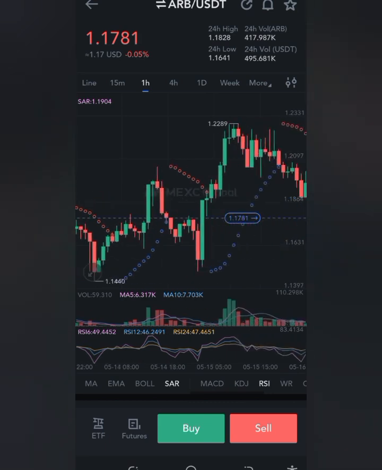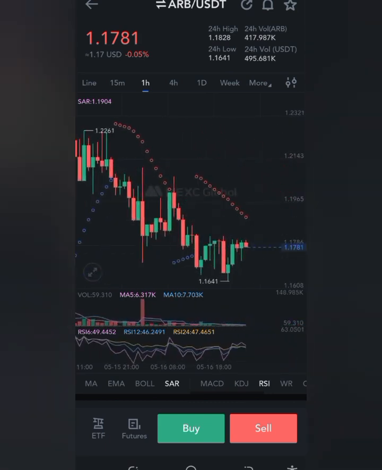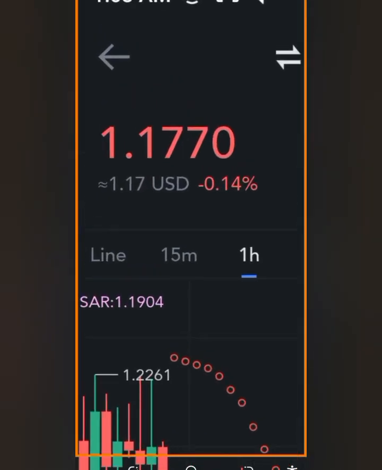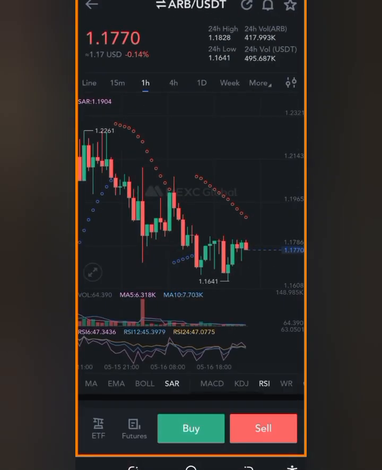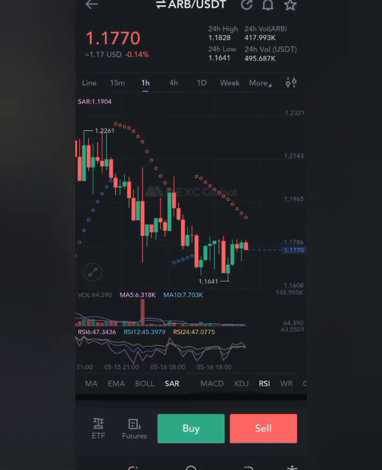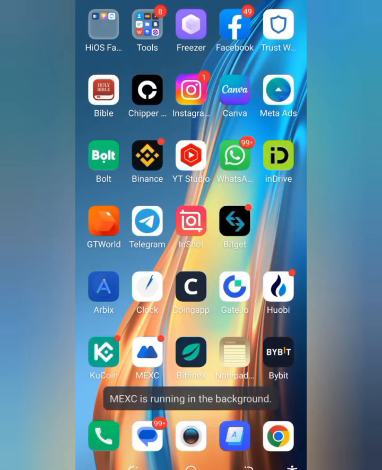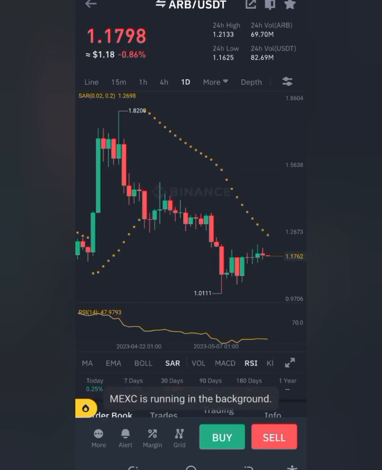I'm just showing you this example. And even with this, you would find there are arbitrage opportunities, inter-exchange arbitrage opportunities, as you can see here. Currently, the price of ARB USDT is 1.1770. Let's check it on Binance. What is the price here? It's 1.1798. So there's a difference, as you can see.